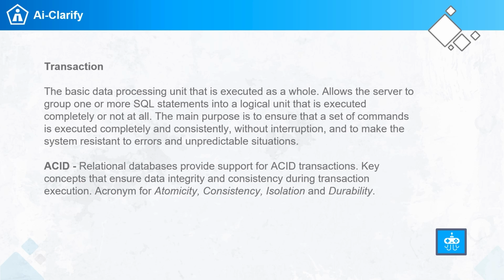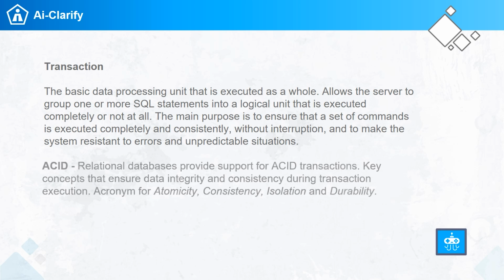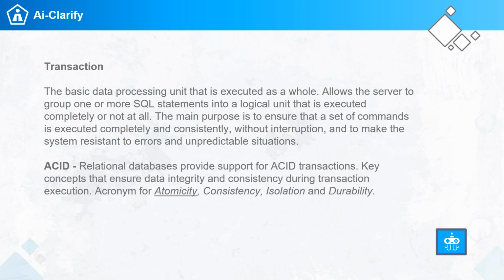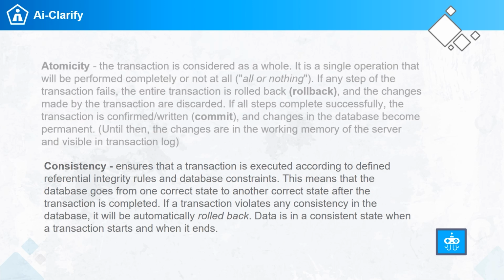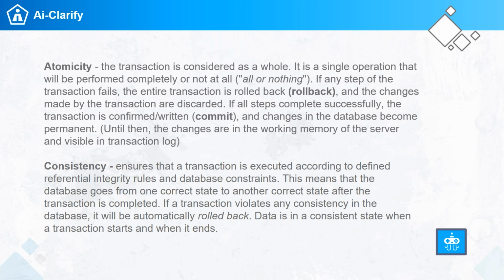Another key concept in the work of transactions that ensures data integrity and consistency during transaction execution is ACID. ACID is an acronym for atomicity, consistency, isolation, and durability. So let's further see what those concepts mean. Atomicity means that a transaction is considered as a whole. It is a single operation that will be performed completely or not at all, all or nothing.